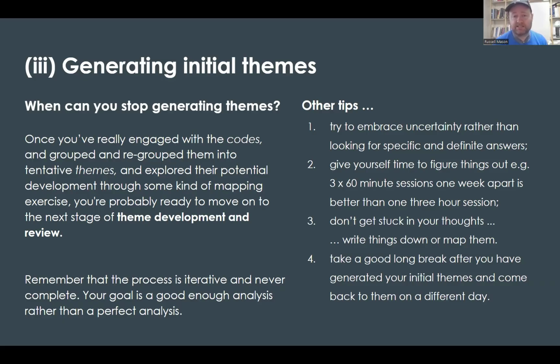Don't forget that this is an iterative process. You can go back to the earlier stage if you want, and your goal is not to achieve some kind of perfect analysis here. When you feel like it's good enough, it's probably a good time to take a break. So some other tips here. Try to embrace uncertainty. So we already mentioned this with the metaphor of the explorer. So you're not looking for specific and definite answers here.